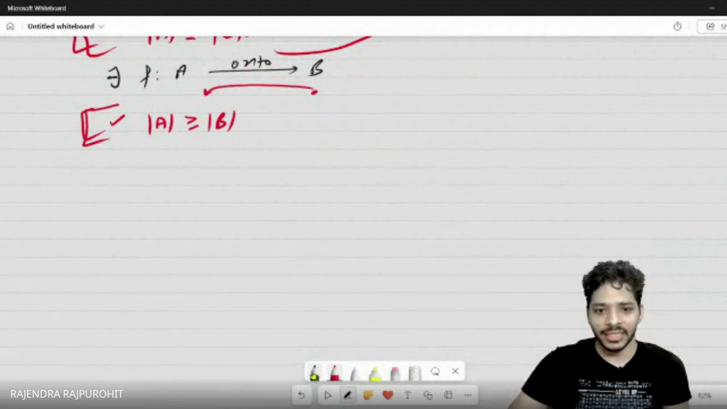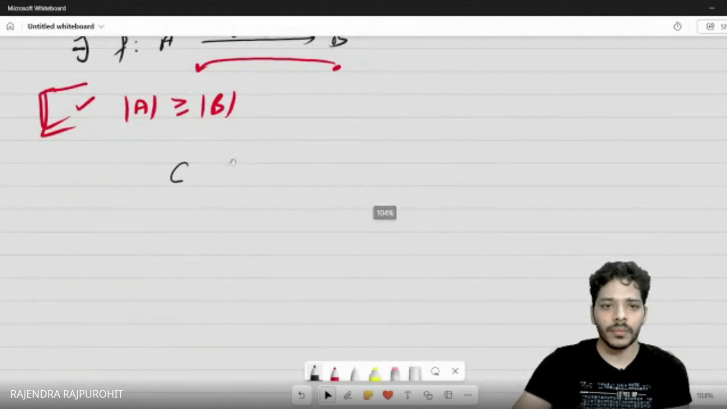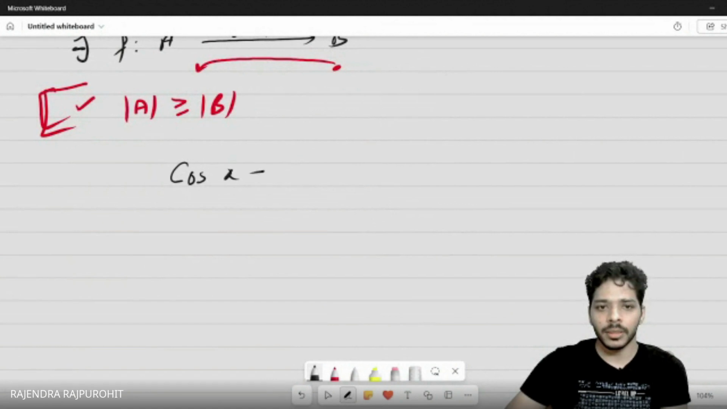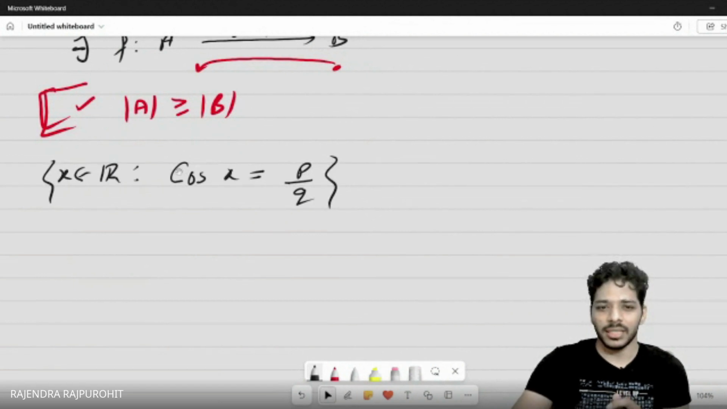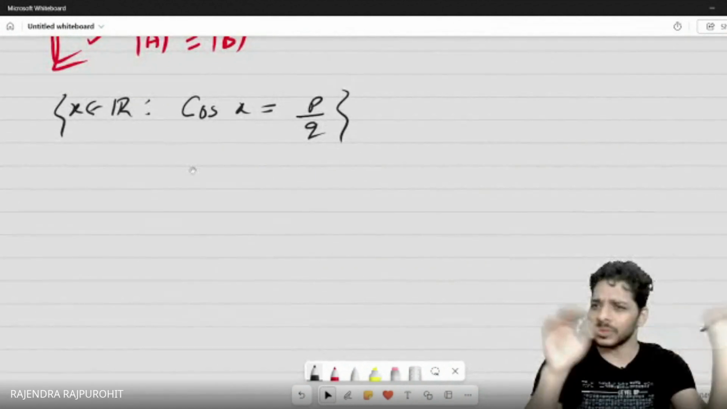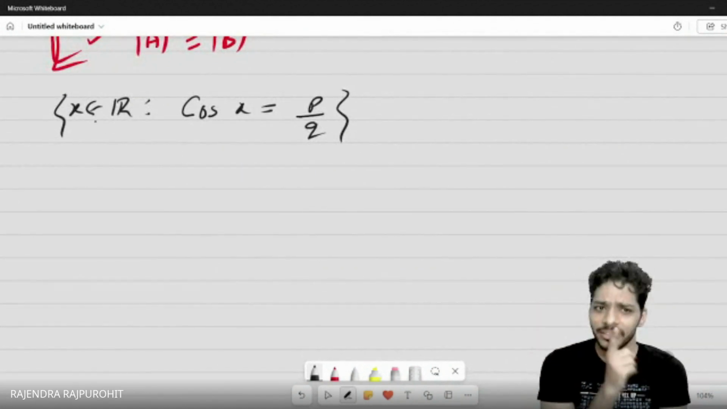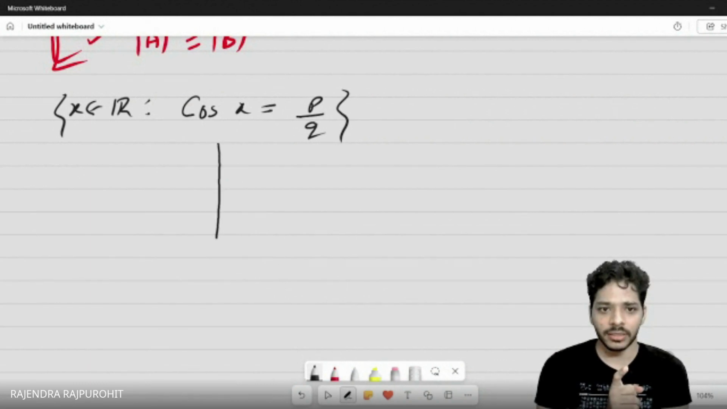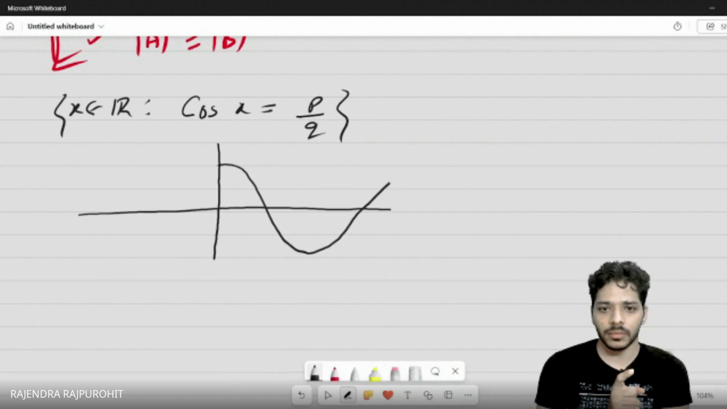Okay, what do I need? I need cos x to be P upon Q, and I want all those real numbers. What I do is I will fix x. I don't want all x from R. I will fix x in a manner such that my cos x is 1-1. You all know the graph of cos x somewhat looks like this.